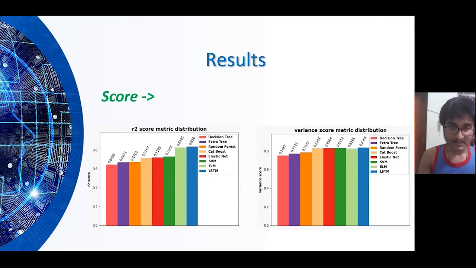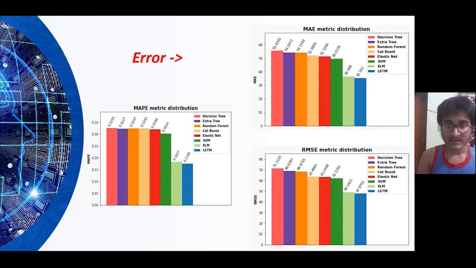Now coming to the results section, we can see that machine learning algorithms have an overall lower score than the deep learning algorithms, which have an overall higher score. From the machine learning algorithms, we see that decision tree has the lowest score and SVM has the highest score. And in the deep learning algorithms, LSTM has the highest score. Similarly, in error, we can see an opposite trend as expected, with machine learning algorithms having a higher error than deep learning algorithms.